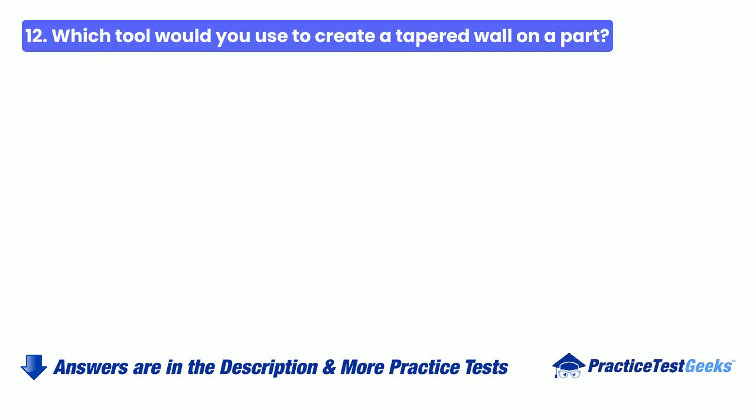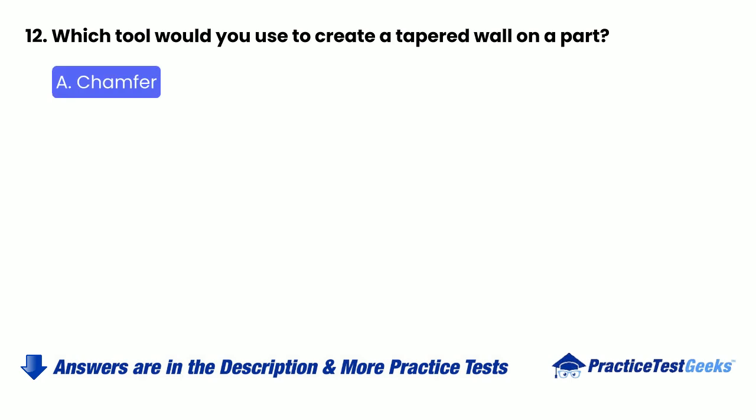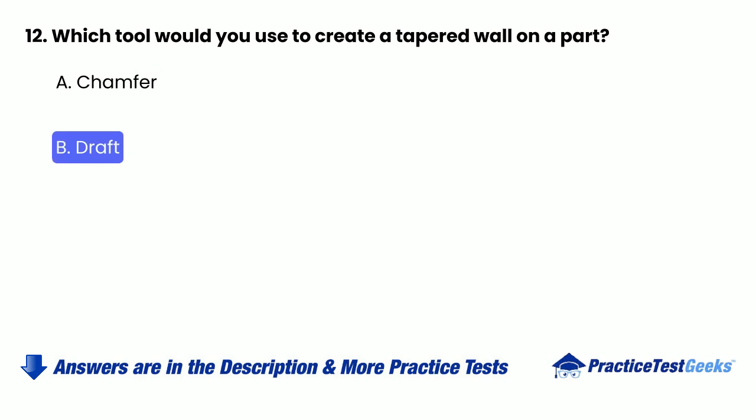12. Which tool would you use to create a tapered wall on a part? A. Chamfer. B. Draft. C. Fillet. D. Loft.